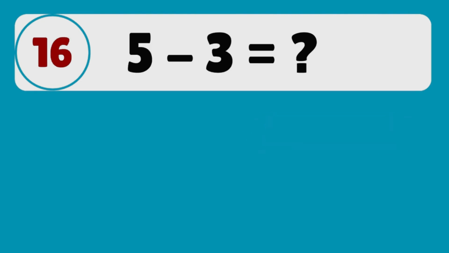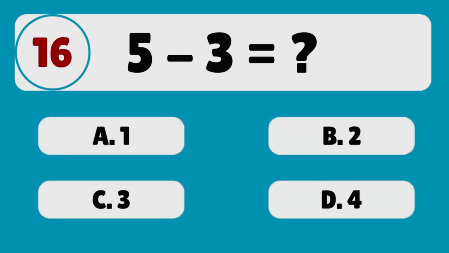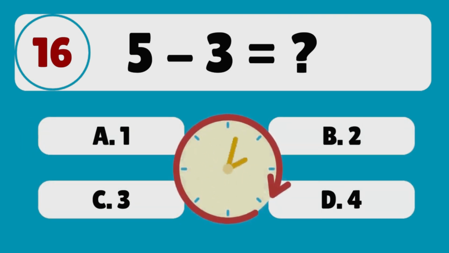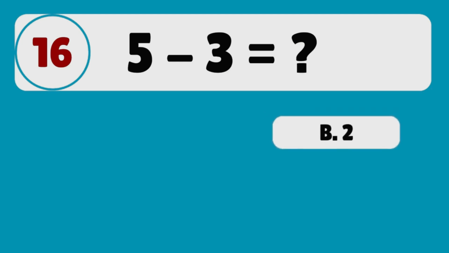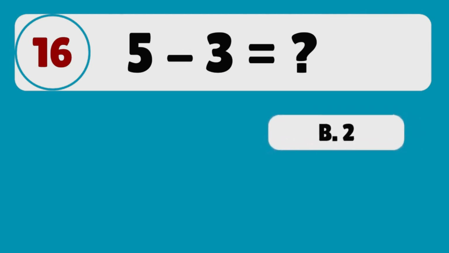Fantastic! Question 16. What is 5 minus 3? The answer is B. 5 minus 3 is equal to 2.